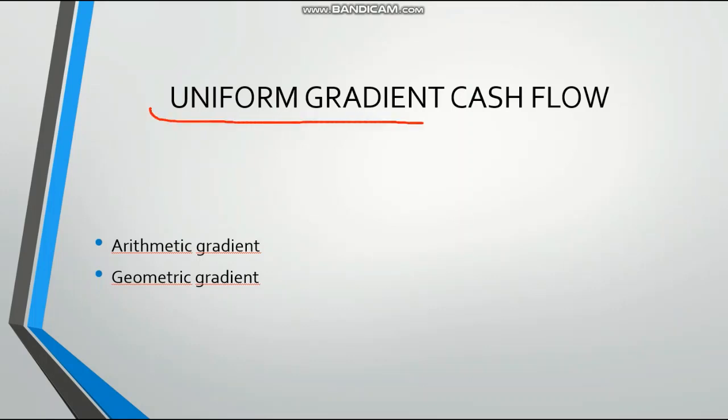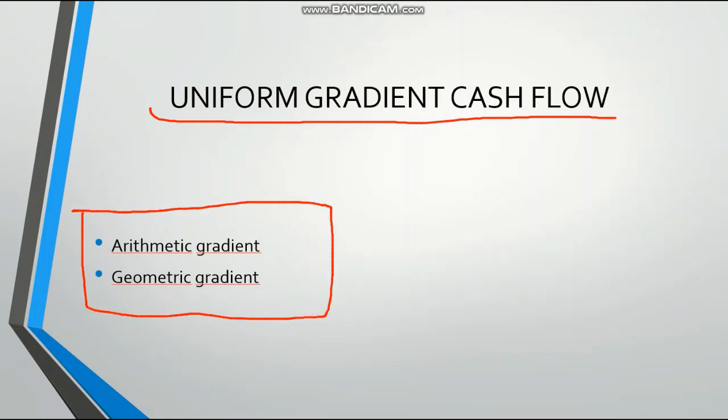So it's called uniform gradient cash flow, and we have two kinds of it. One of them is the arithmetic gradient, the other one is the geometric gradient. Let's define these two gradient cash flows and represent them as mathematical formulas. We can go through the questions and then we will understand all this during this week.